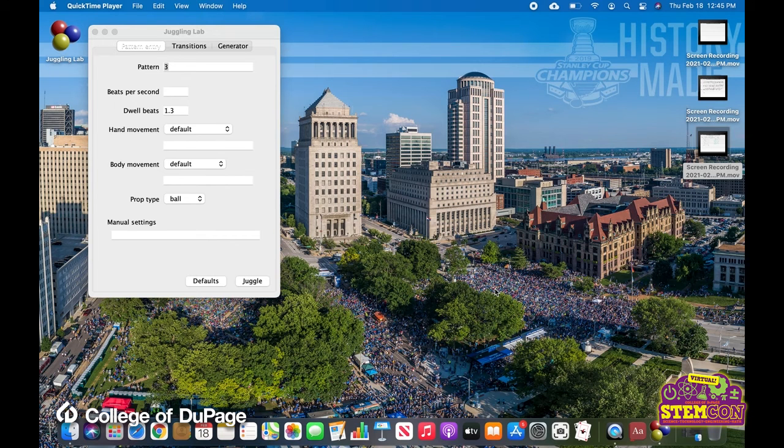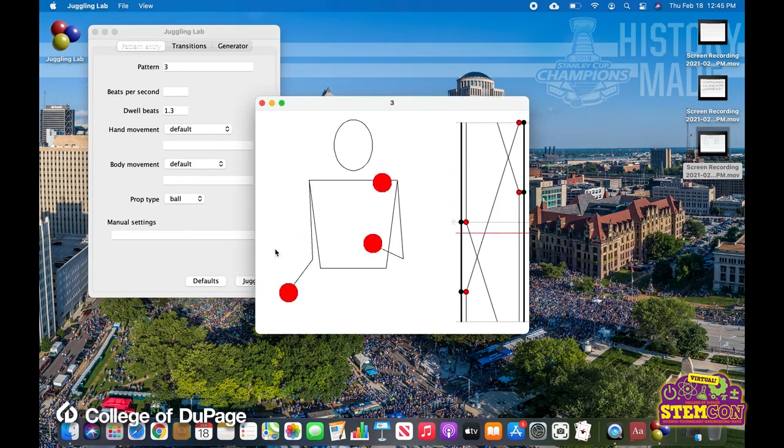There's also technology available out there to help us visualize and to check and see if these patterns can be juggled. This one that I have here is called Juggling Lab. It's free on the internet, a free program you can download for PC or Mac. And so we can look at how to juggle these. You simply put in the pattern you want to see juggled, click juggle, and there you can see it. So here's the 3-ball cascade I was doing at the beginning of the video.